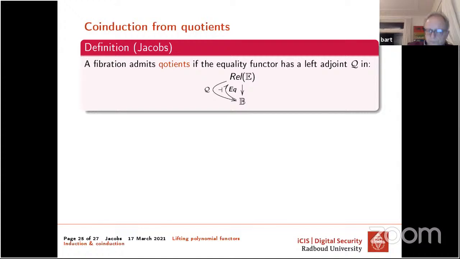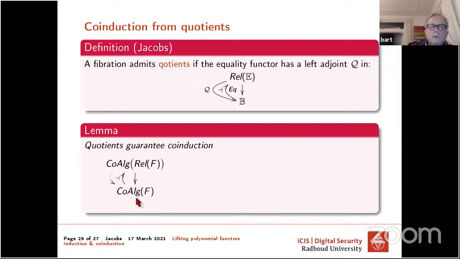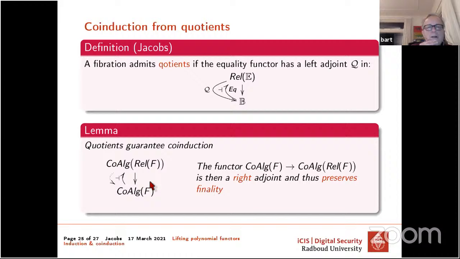Again, this can be transported to this situation where we have categories of coalgebras. And remember now the definition of co-induction said that this functor should preserve finality. And you see the argument now coming. If it has a left adjoint, then of course finality is preserved because right adjoints preserve all limits. So this is the main point then, and actually a nice construction in here.